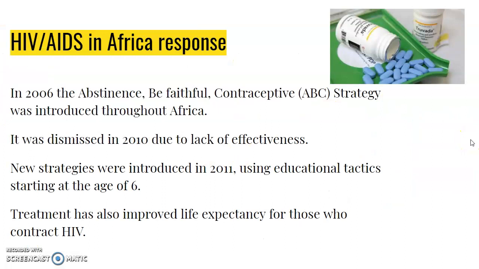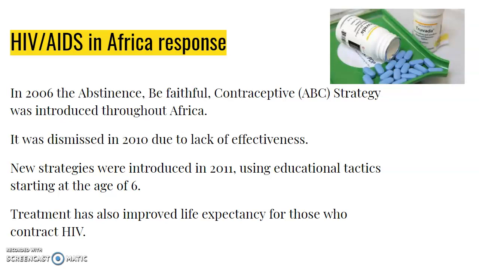In response to this widespread population that had HIV/AIDS, in 2006, the government tried to put forward a strategy called ABC, which was abstinence, which is not having sex, be faithful, so if you are in a relationship, don't cheat on your spouse, and use contraceptives. This was enforced. There were billboards and pamphlets everywhere, but it was dismissed in 2010 due to lack of effectiveness. With the ABC strategy, they weren't seeing reduced numbers of people with HIV.